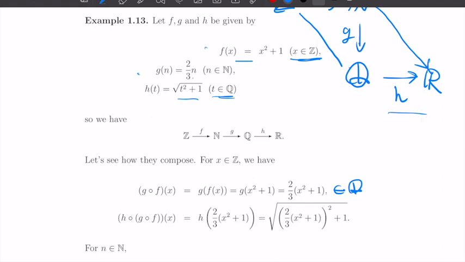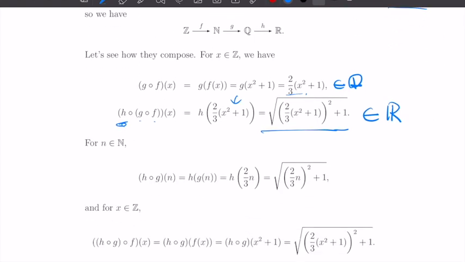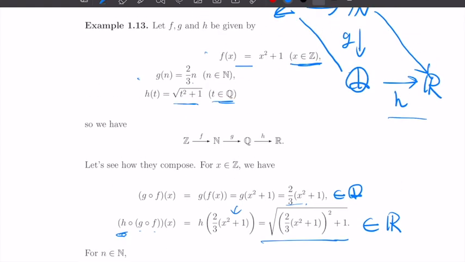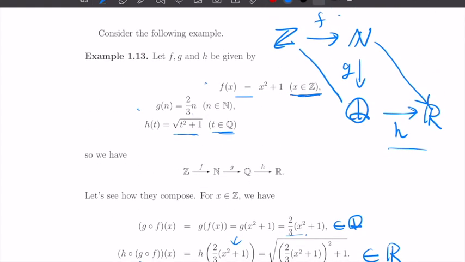And then we apply h. So after applying g after f, we have this one. We put this into h, and h is this, so we have this as a result. The square root of something may be irrational, so this is an element of real numbers. So that is h after g after f.